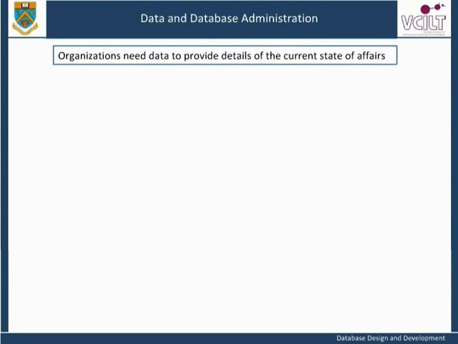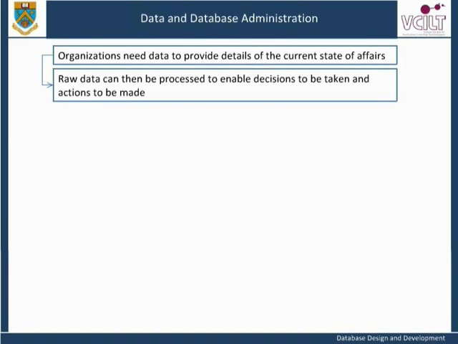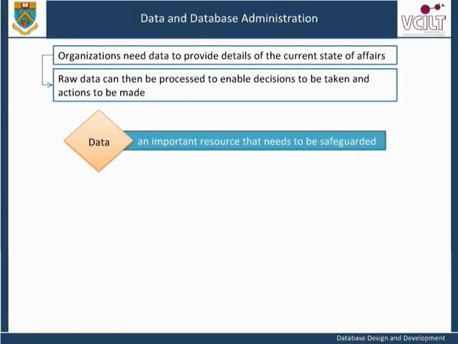Organizations need data to provide details of the current state of affairs. For example, the amount of product items in stock, customer orders, staff details, office and warehouse space, etc. Raw data can then be processed to enable decisions to be taken and actions to be made. Data is therefore an important resource that needs to be safeguarded.